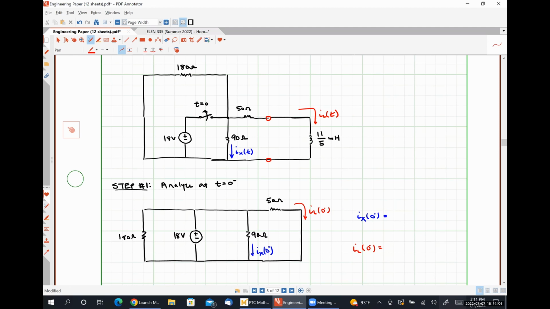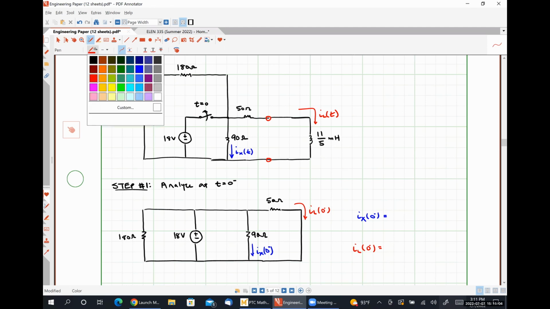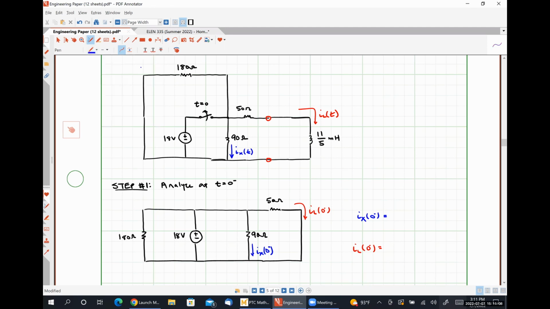You got it right there, Devarier. So effectively, we can just use Ohm's law. The voltage drop across the 90 ohm resistor is 18 volts. And so 18 over 90 is going to look like 2/9 of an amp.